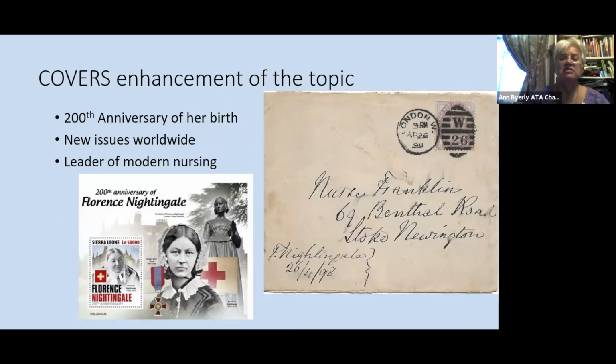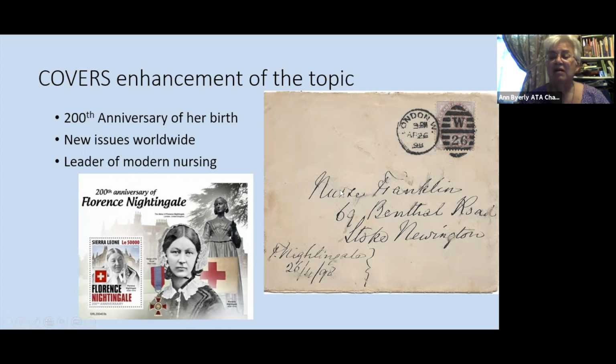Okay, covers enhance the topic. This year is Florence Nightingale's 200th anniversary of her birth, so there are a lot of new issues. What seems kind of, sometimes I think silly, because this souvenir sheet came from Sierra Leone. They have the same pictures that we see all over of Florence Nightingale, but Florence Nightingale would have had no idea where Sierra Leone was, nor do they probably know who she is. But it's your choice, it's your collection.